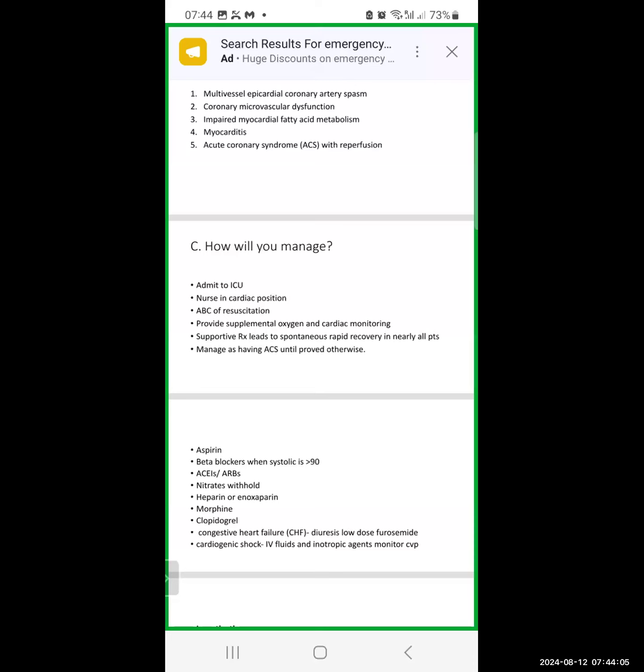Okay, you manage the shock, and then when the patient has recovered, that's the time you want to bring your beta blockers, ARBs, into the mix. Okay, thank you.